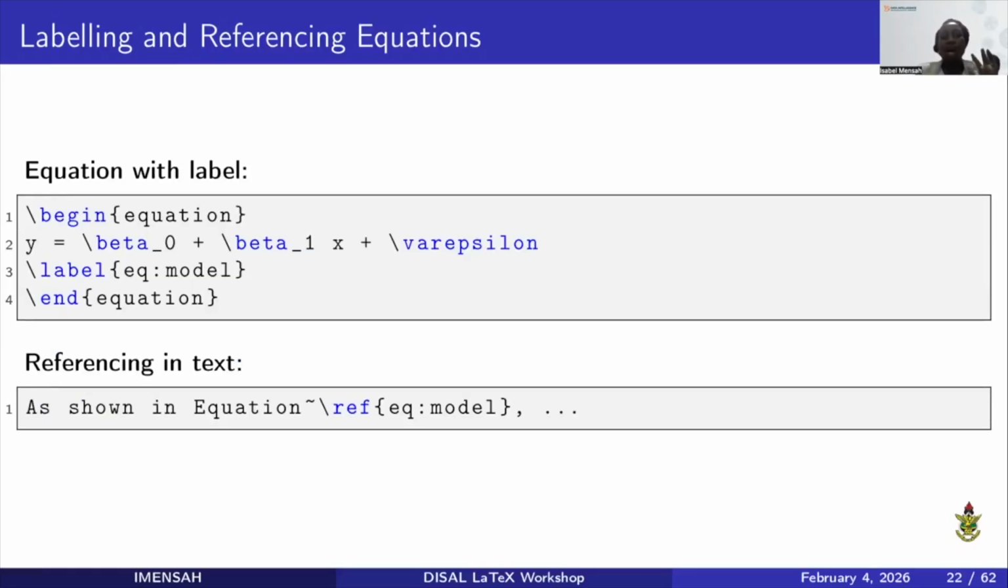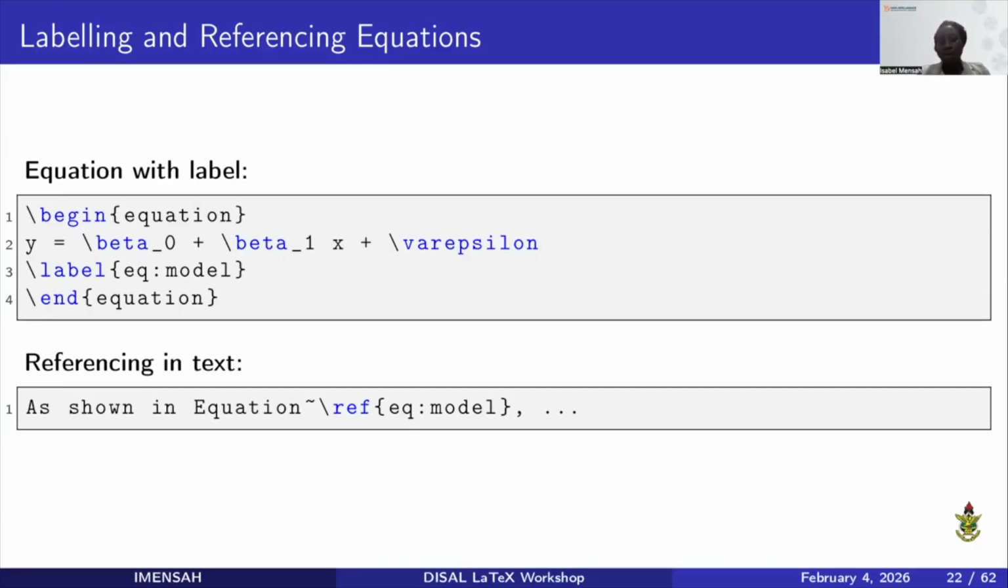Usually, when you are done with your equations, you would want to label them. Labeling them is so important. I know Mr. Albert mentioned it yesterday, but labeling your equations is so important because when you write your equations, you would always want to reference them. So when you label it, for example, we've given it the label eq colon model. You can name it, you can give it any name at all. Let's say if I was doing a wave equation, I could label it wave equation.